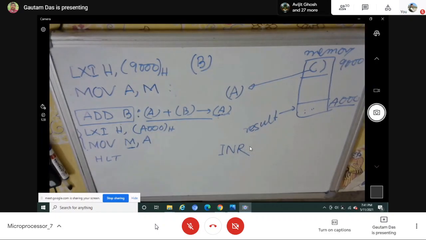I have written only the output part. So now you have to suggest what the operand will be by understanding the meaning of this instruction.